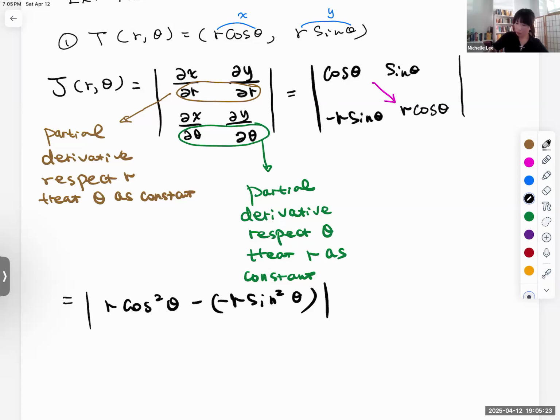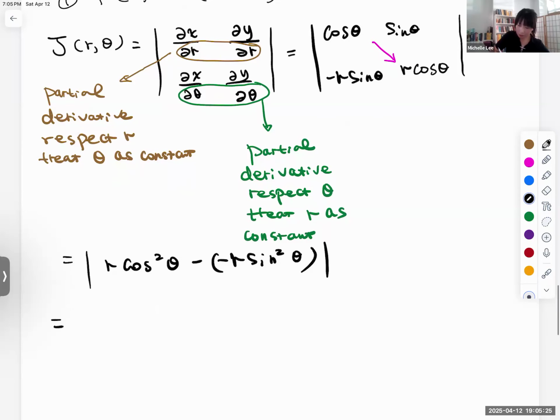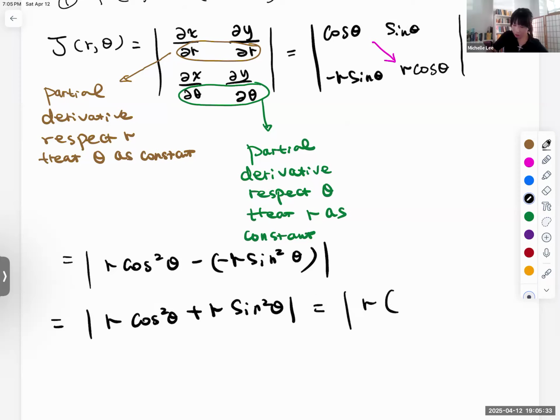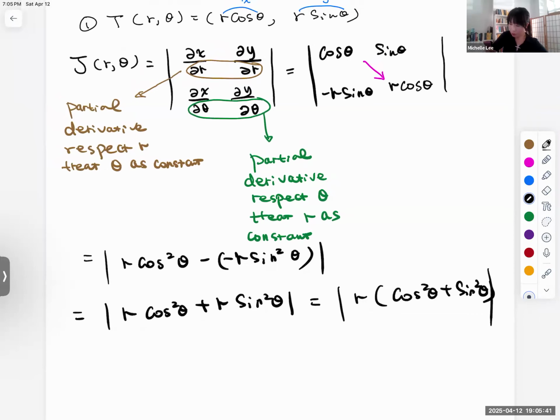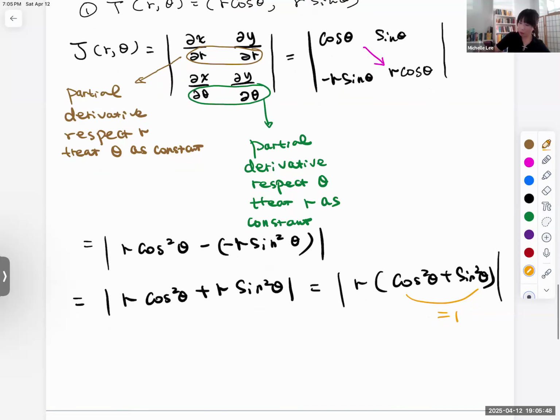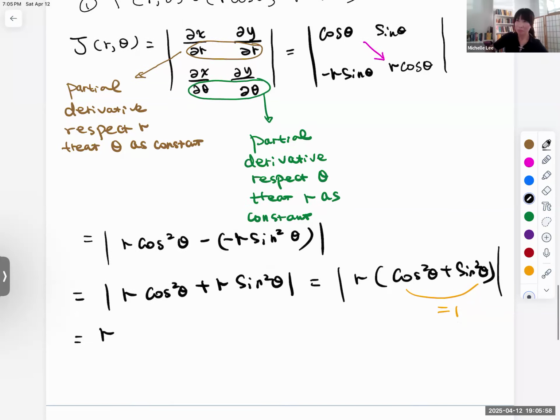Minus, okay, that will be r cosine square theta plus r sine square theta. That will be r times cosine square theta plus sine square theta. We know this is 1, right? So there will be 1. I'm sorry, this will be r. Okay. Let's do this one.